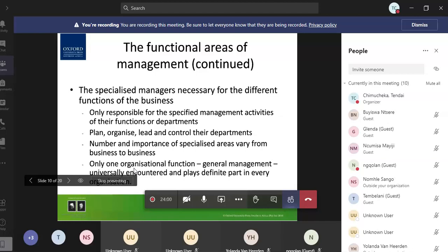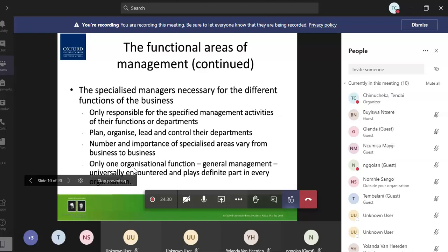So it is important to realize that there is only one organizational function, which is general management. That is the function that is universally encountered and plays a definite part in every organization. So even those organizations that do not have other middle level managers, there is always that level of management, which is the top level management.